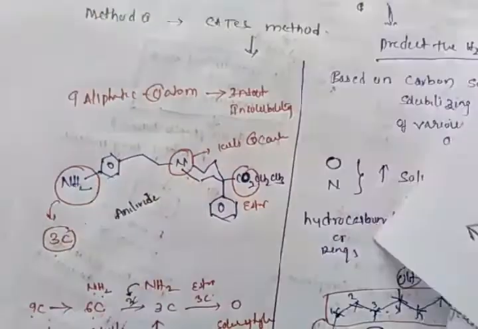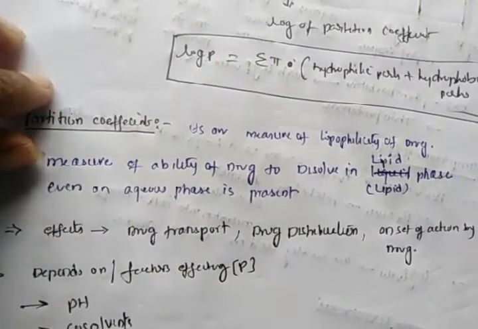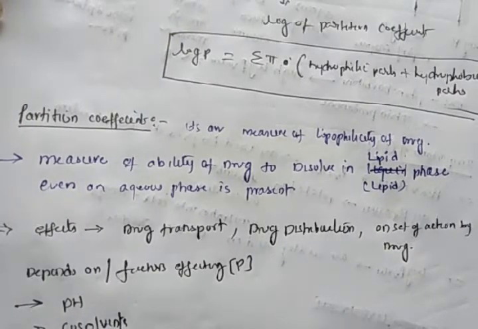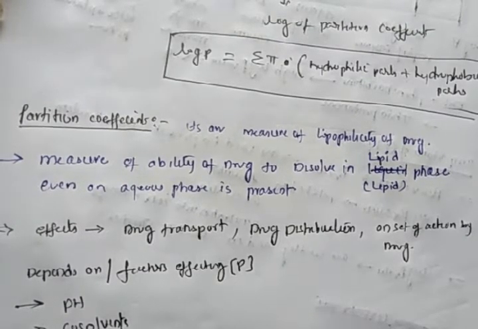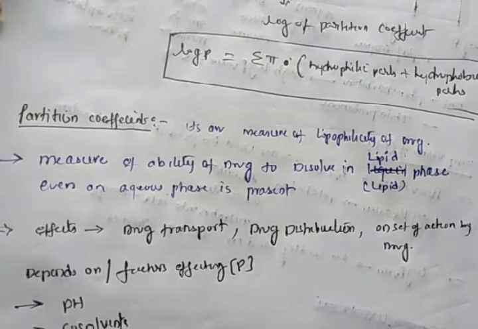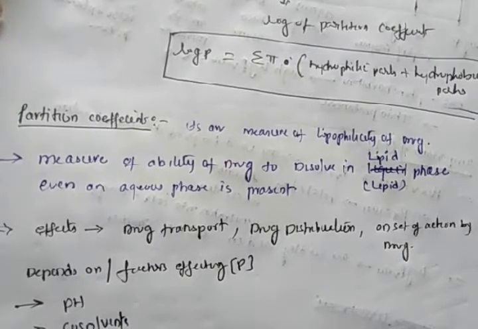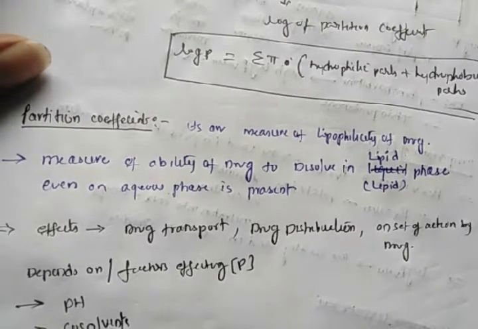So once again explaining. Partition coefficient is a measure of lipophilicity of the drug. It helps us to measure how much a drug shows interest towards the lipid phase or the aqueous phase. If the drug shows more interest towards the lipid phase in presence of the aqueous phase, the drug is more lipophilic, so its partition coefficient value will be more. Based upon the partition coefficient, drug mechanisms like drug transport, drug distribution, and onset of action will be dependent.